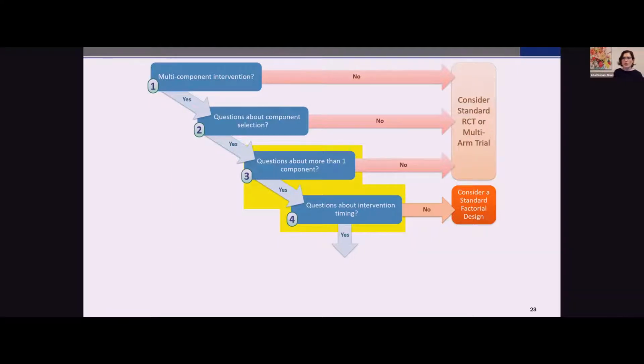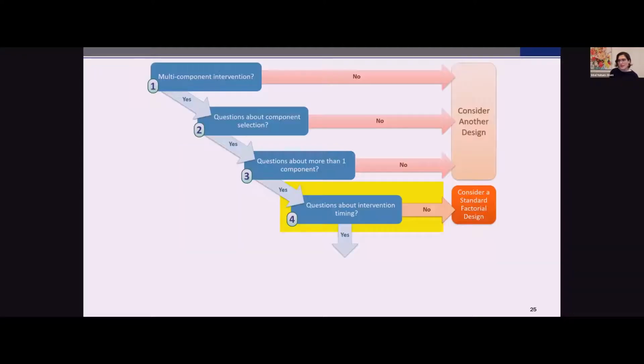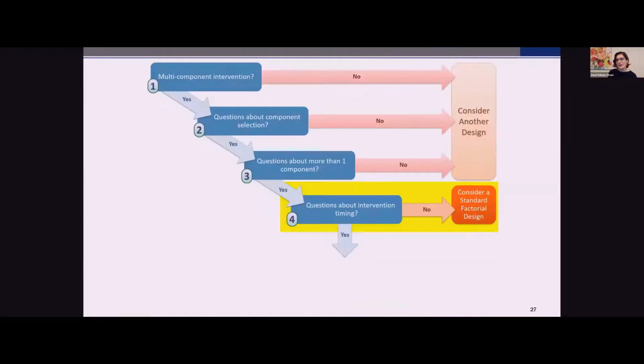So what do I mean by questions about timing? Questions about timing are not only questions about how to intervene, they're also questions about when to intervene. When is it best to deliver a particular component, and which component works best at different points in time? Sometimes we don't have questions about the timing of interventions, like here. Here, these questions are only about how to intervene. Should we include text messages? Should we include meal replacement? These questions are not about when to intervene. And here, we would answer no to question number 4, which would lead us to consider a factorial design.